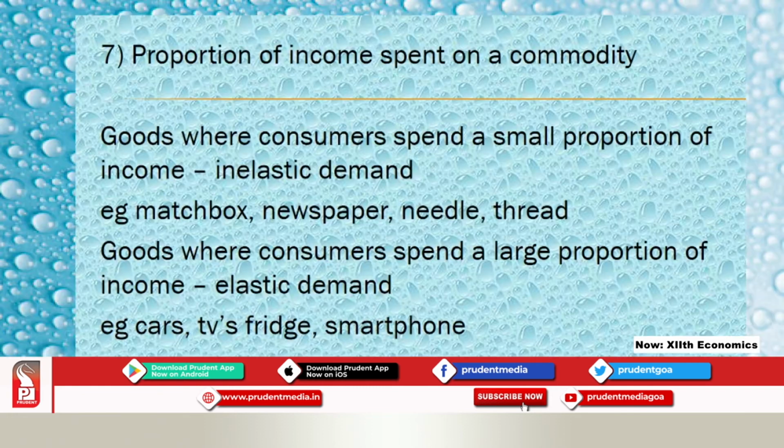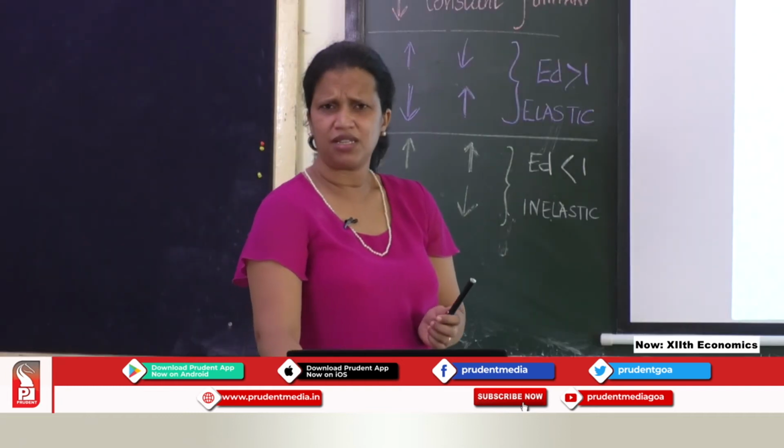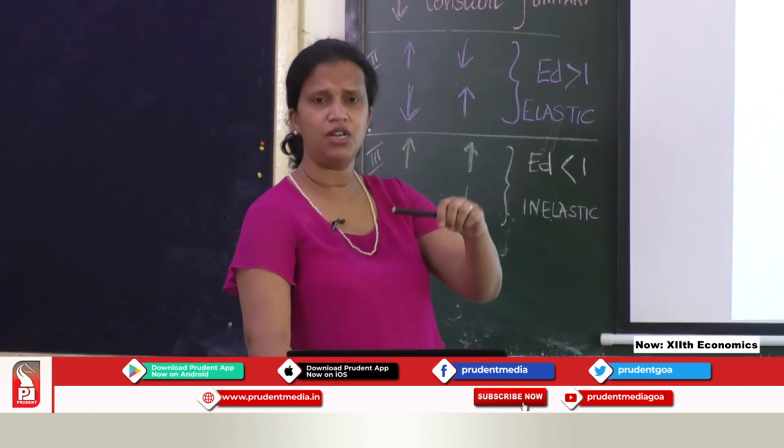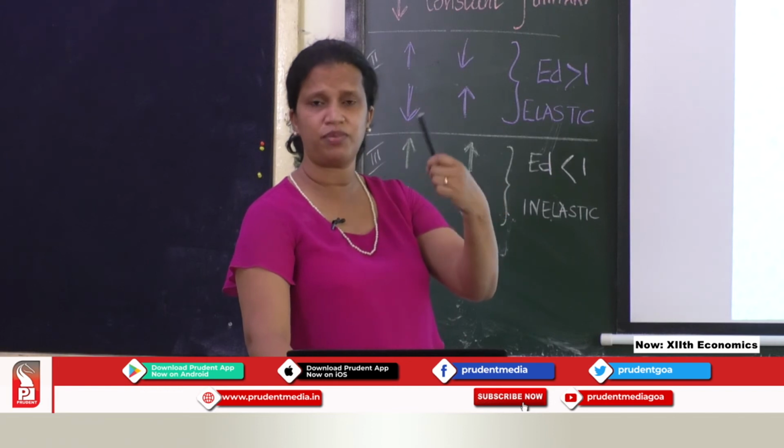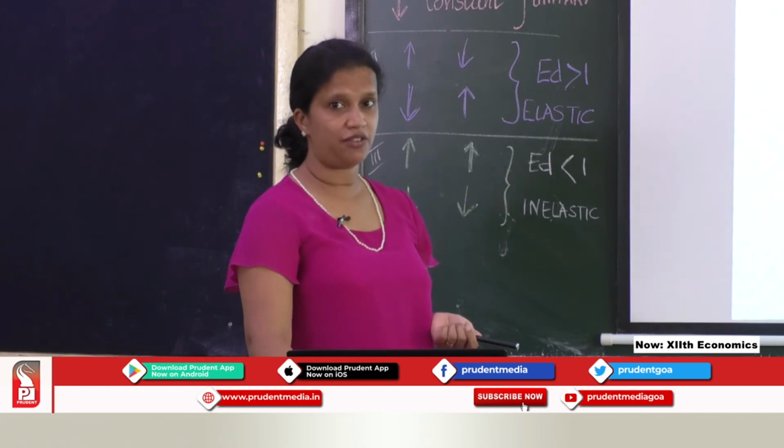Then we go to the seventh point, and that is the proportion of income spent on a commodity. Sometimes we come across goods which are of a very small value, no? So, you will end up spending a very small amount of your income. For example, matchbox, newspaper, needle, thread, you hardly spend, no? You spend a very small sum of money. In this case, you can say the demand is inelastic for such commodities. It really does not matter for you tomorrow, even if the price of a matchbox increases from 5 rupees to 10 rupees, it really won't matter for you.